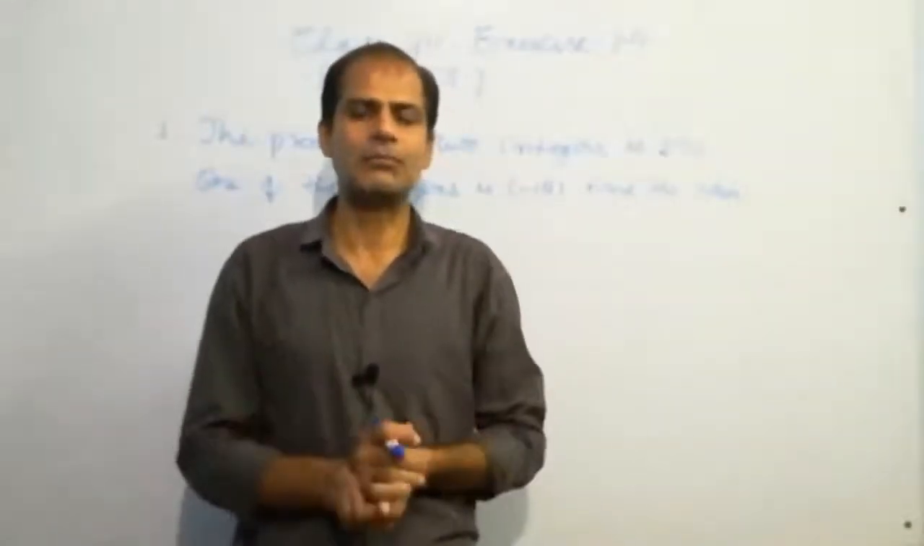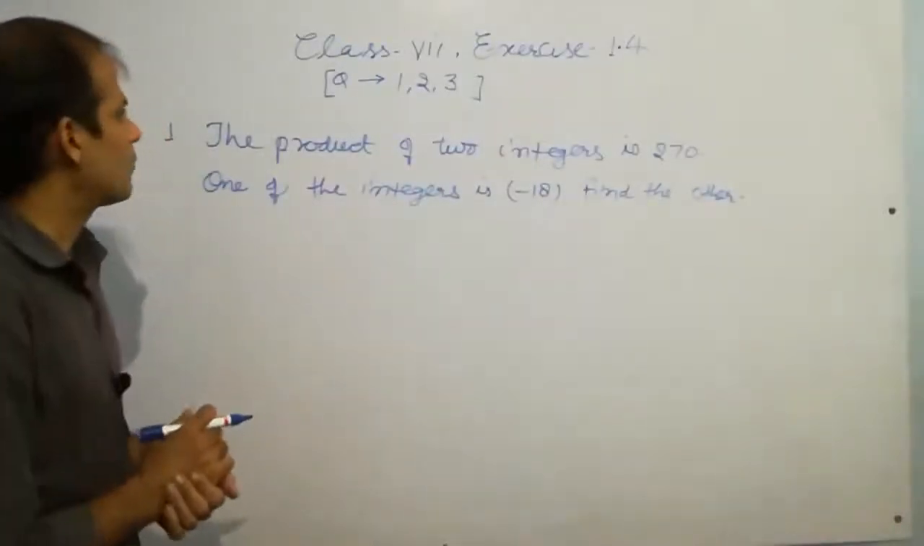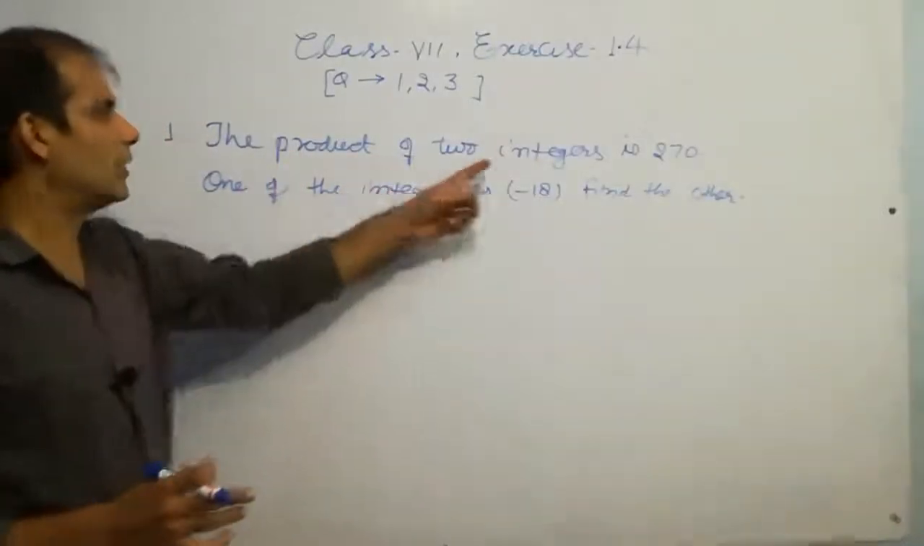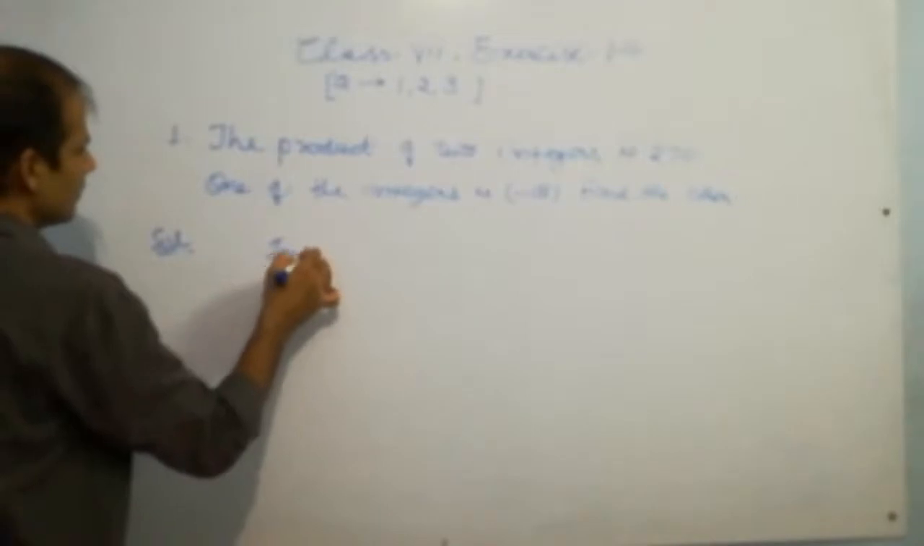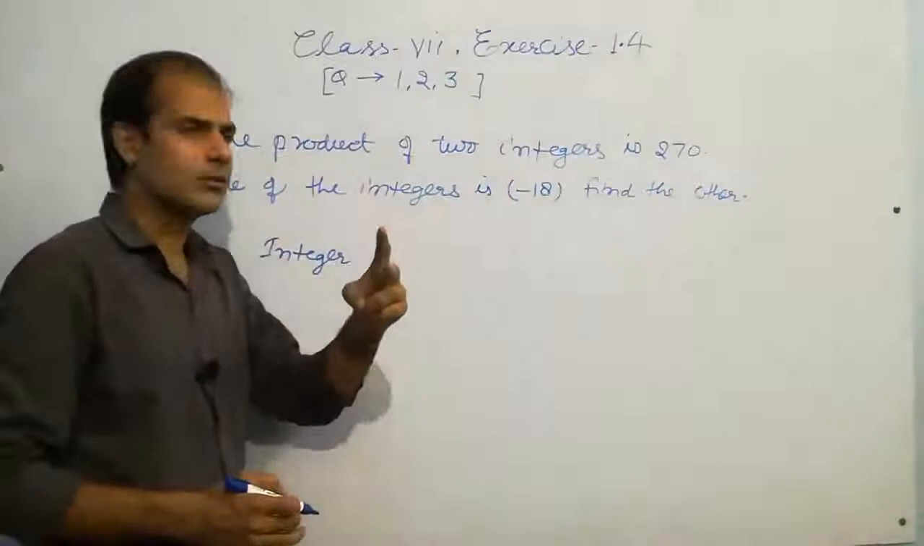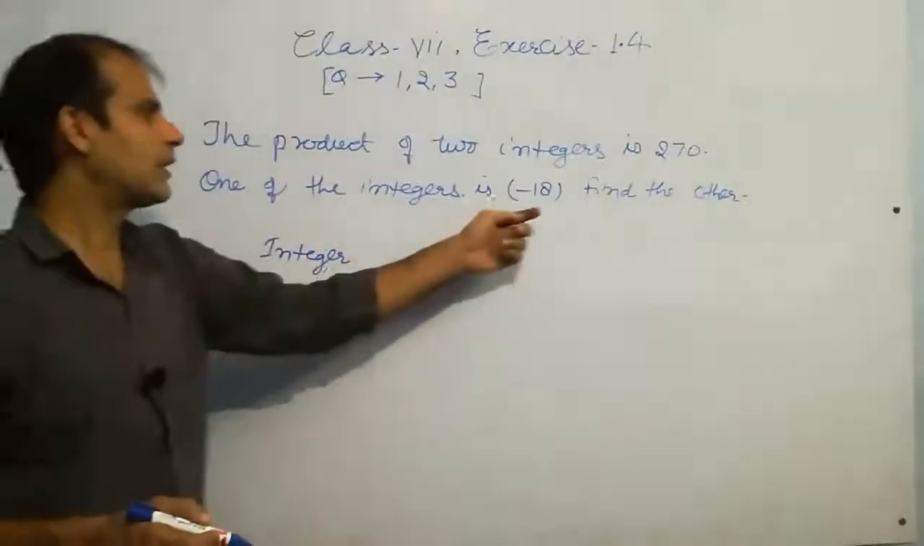Now this question is all about making a relationship between some given information. So what is the information? The product of two integers. Product means multiplication. So we will write the product of two integers. Let the integers be, there are two integers, so you can imagine integer 1 and integer 2. But one of the integers is minus 18.